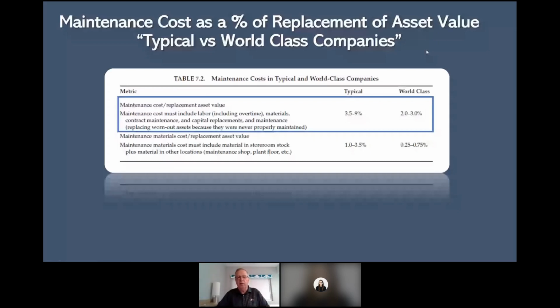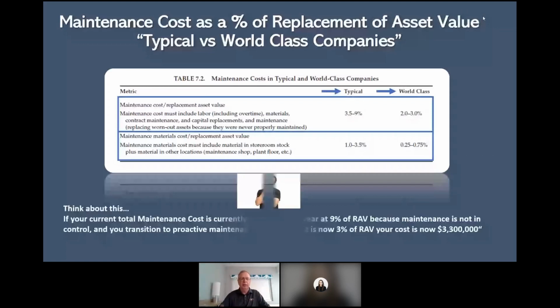Now it says maintenance costs must include labor, including overtime, materials, contract maintenance, capital replacements, because we got to replace it because it's worn out, or maybe we got to upgrade. Replacing worn out assets because they never were properly maintained. That's part of it. But look at that, 9% typical. Let's just say on the high side. World class on the high side is 3%. That means it's costing you a lot of money to get the reliability you get. And the same thing with parts. Parts, it's incredible. And how do we survive without it?